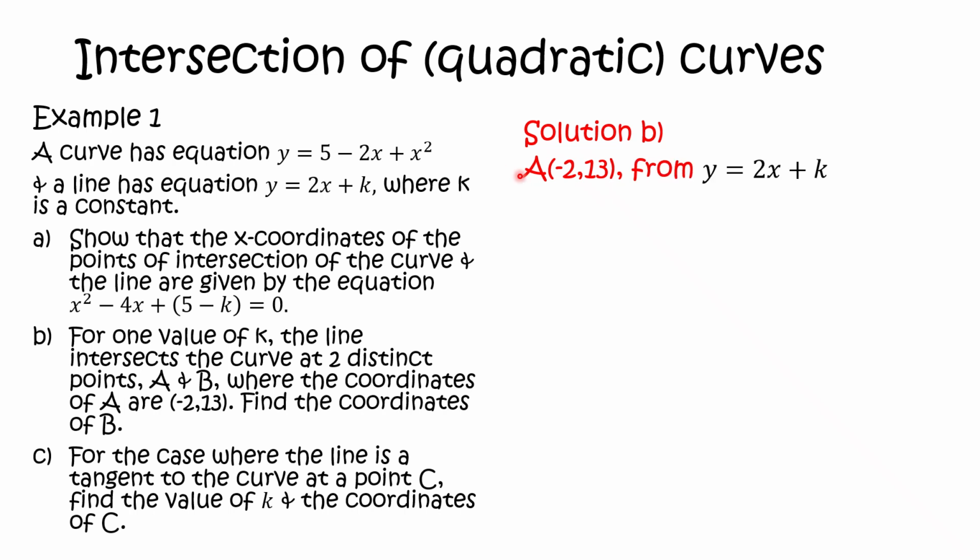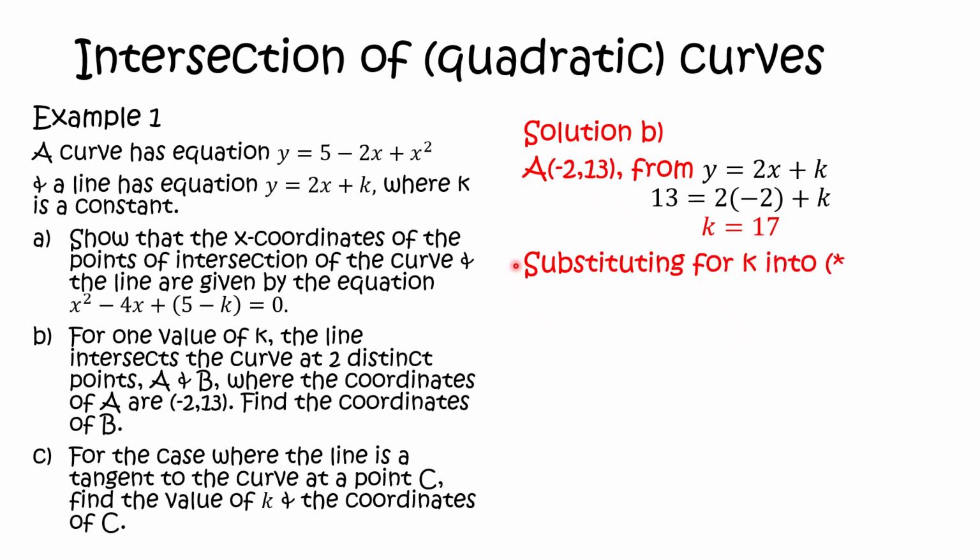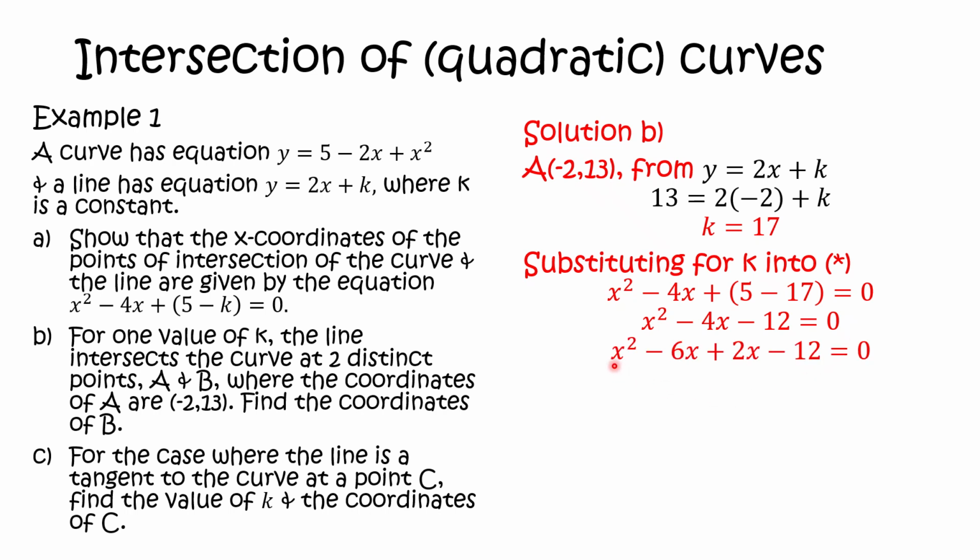At the point A, minus 2 and 13 as the coordinates, from the linear equation we are going to get 13 is equal to 2 times minus 2 plus k, implying that k is equal to 17. Then substituting for k into equation star, we have x squared minus 4x plus 5 minus 17 is equal to 0. So that implies that x squared minus 4x minus 12 is equal to 0.